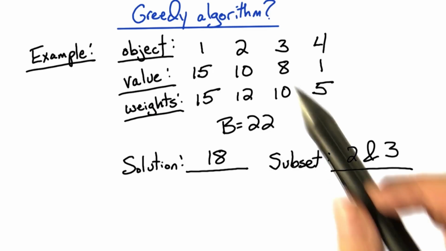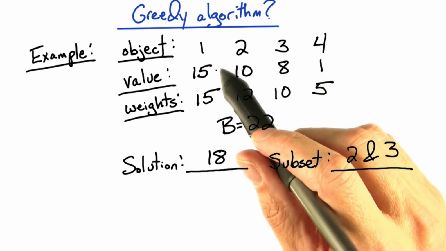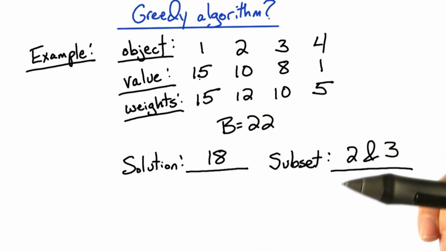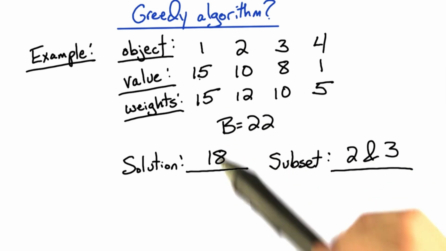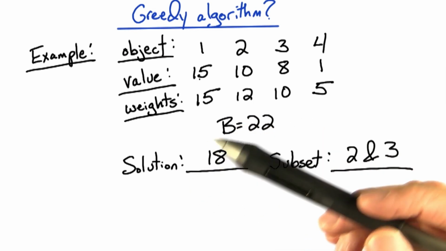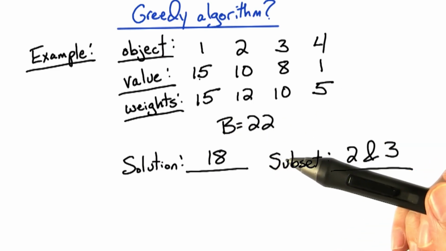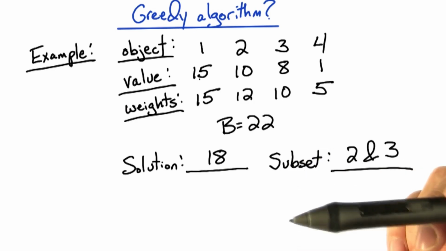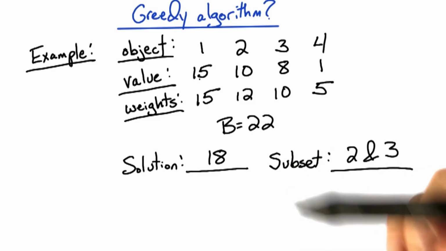What is the most valuable object? That's not the one with the maximum total value. It's instead the one with the maximum value per unit of weight. So if the weights are in pounds or kilograms and the value is in dollars, then we're looking at the object with maximum dollar value per pound or per kilogram.